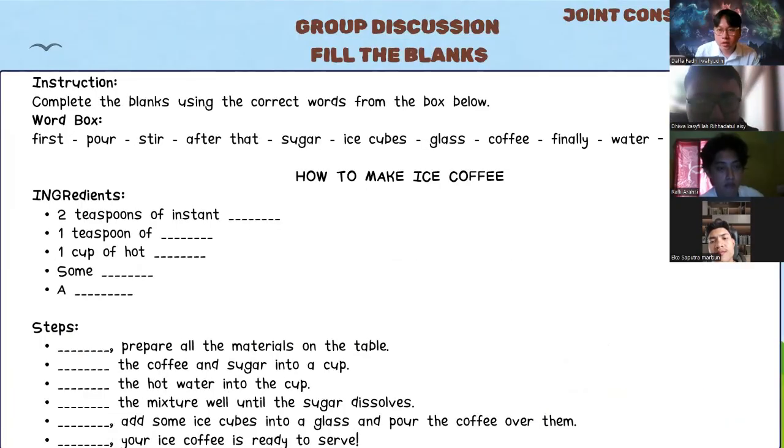Now, guys, this is the group discussion. So please make a group to complete this assignment. And the instruction is complete the blanks using the correct word from the box below. And I would like to give you 2 minutes to complete this assignment. Is that clear, guys? Clear, sir. All right. Thank you very much. Let's start now.